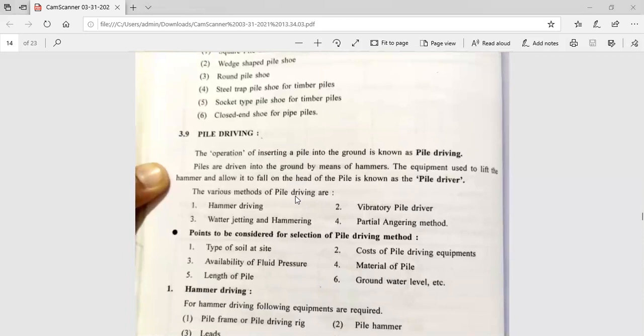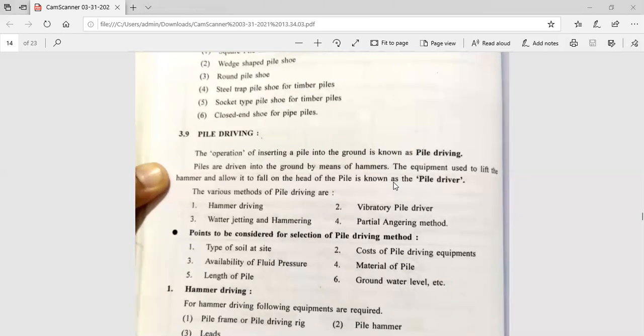Pile driving is the operation of inserting a pile into the ground. This whole process is known as pile driving. Piles are driven into the ground by means of a hammer. The equipment used to lift the hammer and allow it to fall onto the head of the pile is known as a pile driver. There are different methods of pile driving.